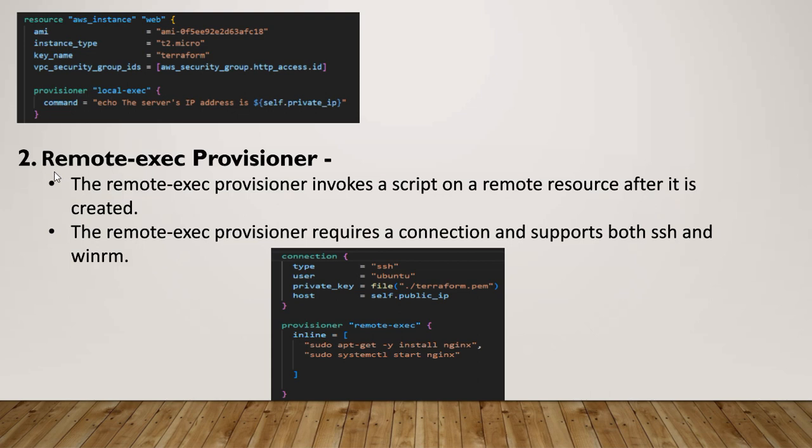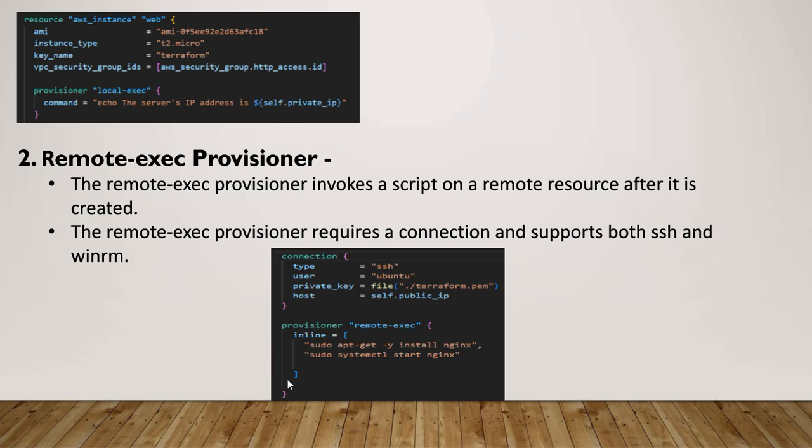Next we have a remote provisioner. The remote provisioner invokes a script on a remote resource after it's created. Basically, as soon as your EC2 instance is created, first it will try to connect to that host, then it will execute the script whatever you have defined in the configuration. The remote provisioner requires a connection and supports both SSH and WinRM, as I discussed earlier. To connect to the remote host, we have to use the WinRM or SSH protocol.